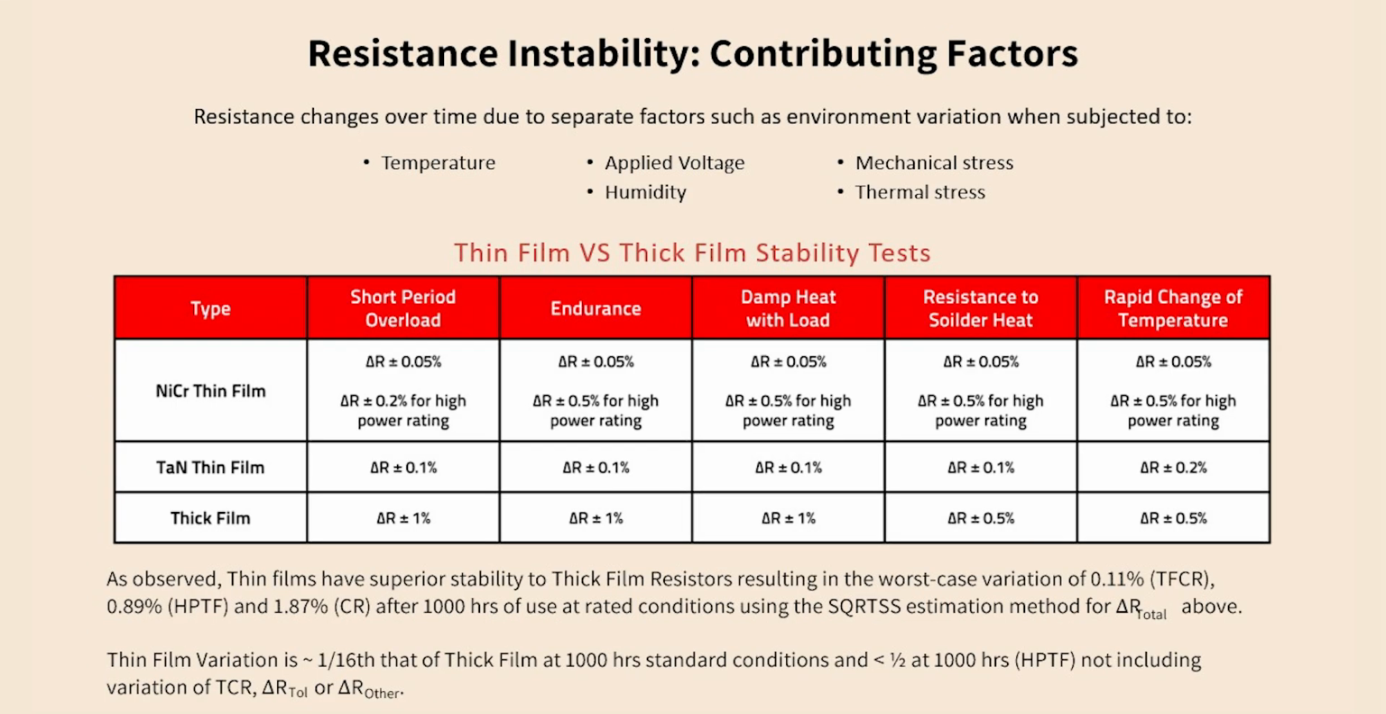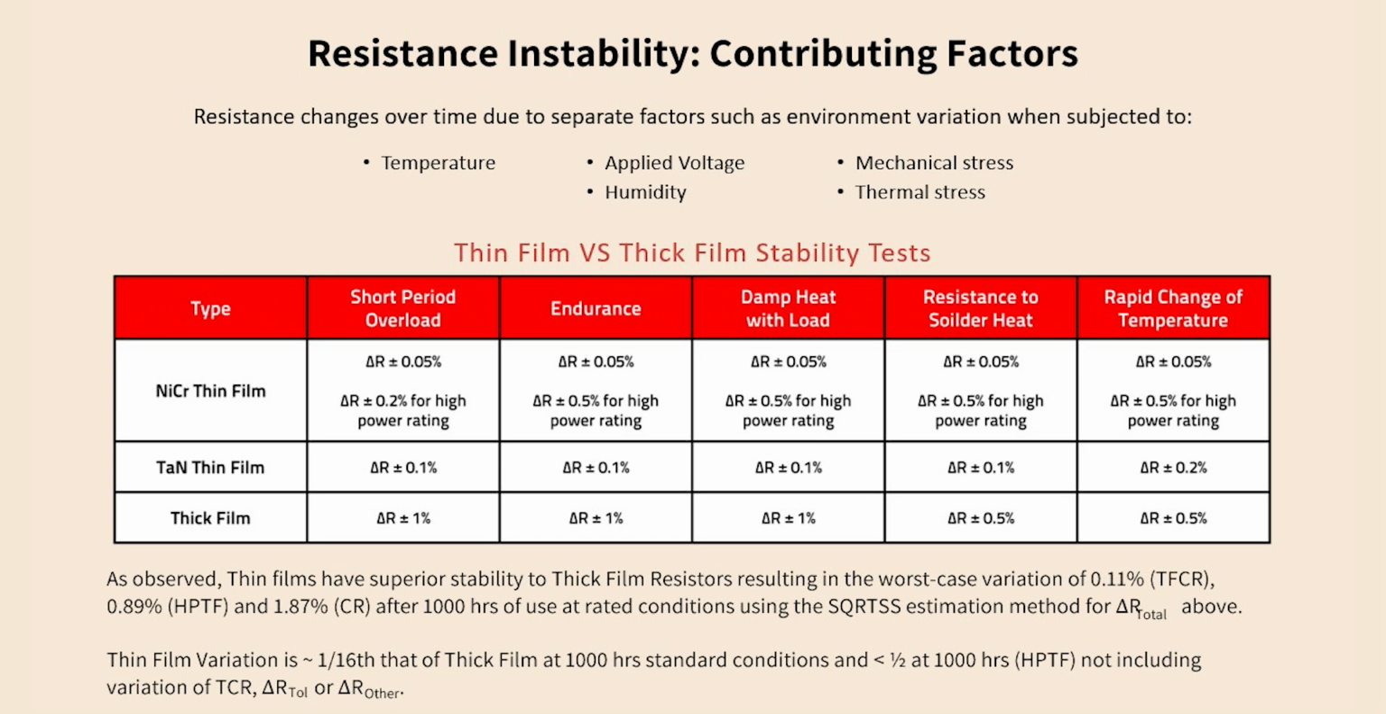Resistor stability is influenced by external conditions such as temperature, voltage, humidity, and mechanical or thermal stress. Over time, these factors can cause resistance to drift, impacting performance. This slide compares how thin film and thick film resistors respond to stability tests under varying conditions. Thin film resistors, including nickel chromium and tantalum nitride, demonstrate superior stability with resistance changes as low as 0.05 to 0.1%, depending on the stress applied.